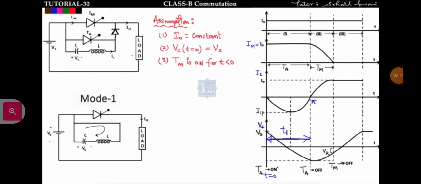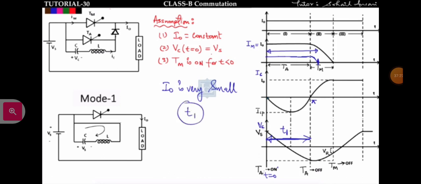How? Let us say the load current is very small, let us say I naught is very small. So when I naught is very small, it will be somehow like this. After mode 1 it will decrease like this, and this will be the minimum time required to turn off the main thyristor after TA is on. So when the load current is very small, the minimum time required to turn off TM after TA is on is equal to T1 only.